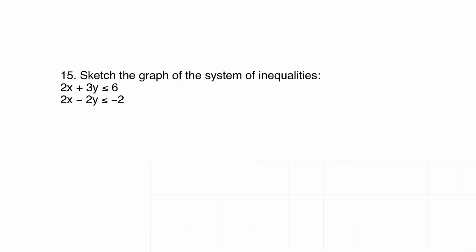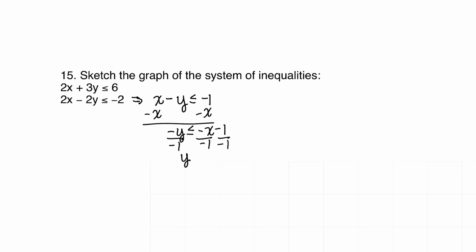Number 15, sketch the graph of the system of inequalities. In order to start this, we do have to go ahead and solve both of these inequalities for y. And you can see that this second equation here, or the second inequality, is all divisible by 2. So let's simplify that first. Now, if we go ahead and subtract x, and then divide by -1, that's going to leave us with y is greater than or equal to x plus 1.